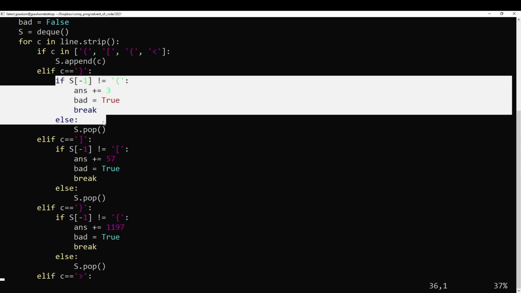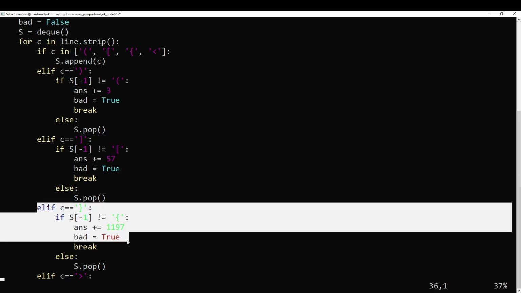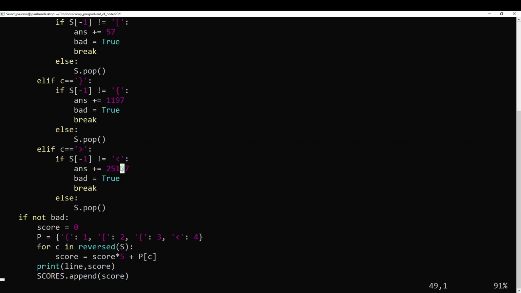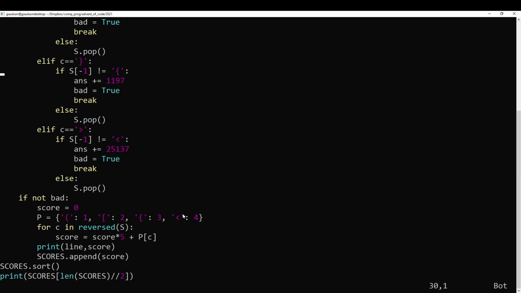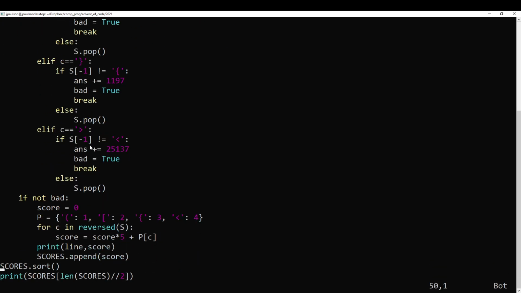If the parenthesis doesn't match, you get +3. If the square bracket doesn't match, you get +57. If the curly brace doesn't match, you get the corresponding amount. If the angle bracket doesn't match, you get this. And then we just stop processing that string, since it was a bad one. So that's it for part 1.